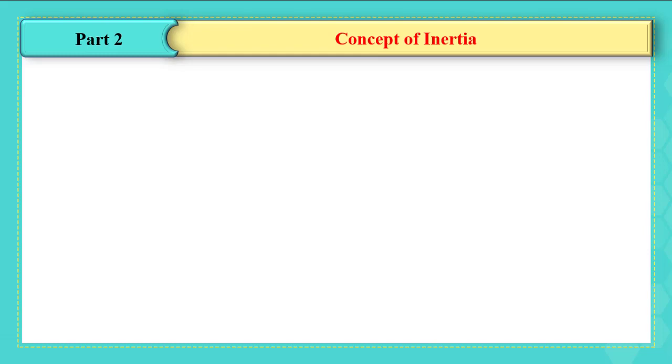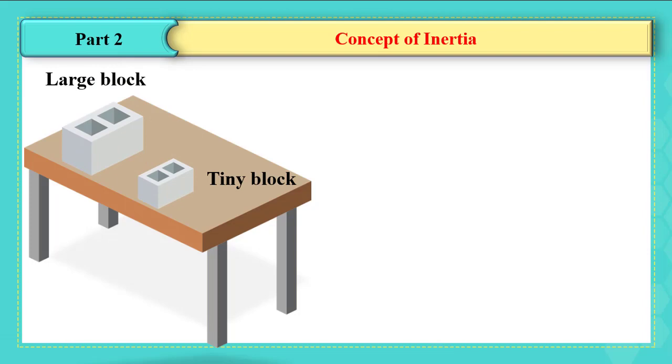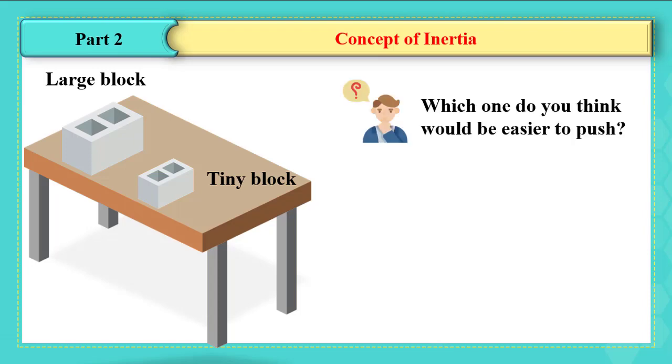Think of it like this. Suppose there is a large, heavier block put on a table next to a relatively smaller and lighter block. Which one do you think would be easier to push? The tiny block. Good. But why is that? It is because the heavier block's tendency to resist the change in motion is more. Inertia of an object depends on the mass of the object. The greater the mass of the object, the greater is its tendency to resist changes in its state.